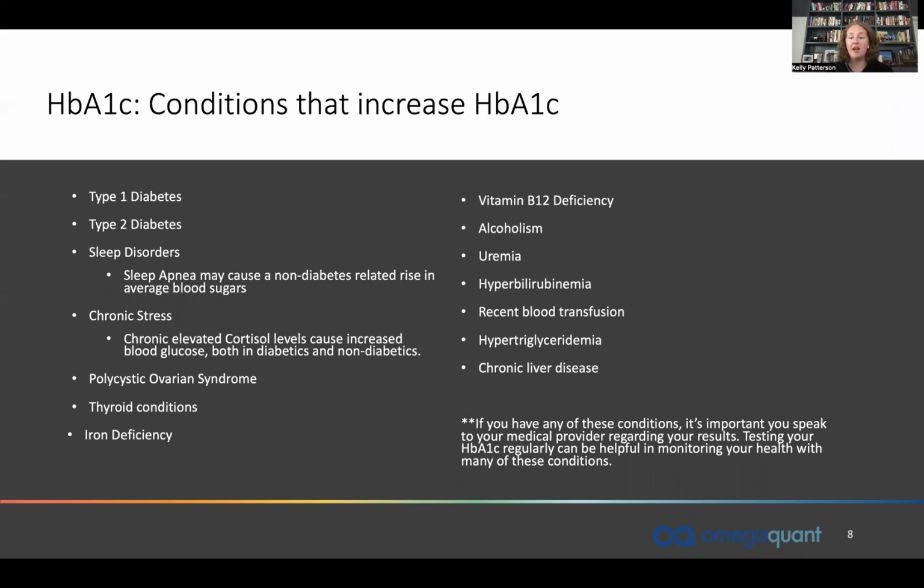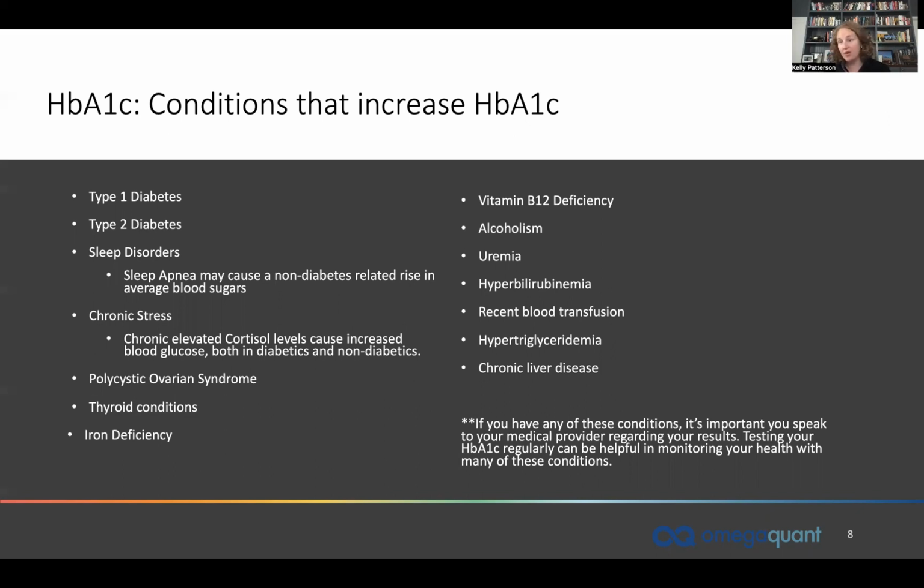And so there are a lot of conditions that can contribute to raising your A1c that aren't just diabetes. So obviously I have type 1 and type 2 diabetes on here. Type 1 diabetes really is causing the rise of A1c. Type 2 diabetes is both the cause of and a result of. Then sleep disorders. There are a lot of other things besides diabetes. So sleep disorders, really interesting, undiagnosed sleep apnea may cause a non-diabetes related rise in average blood sugars.